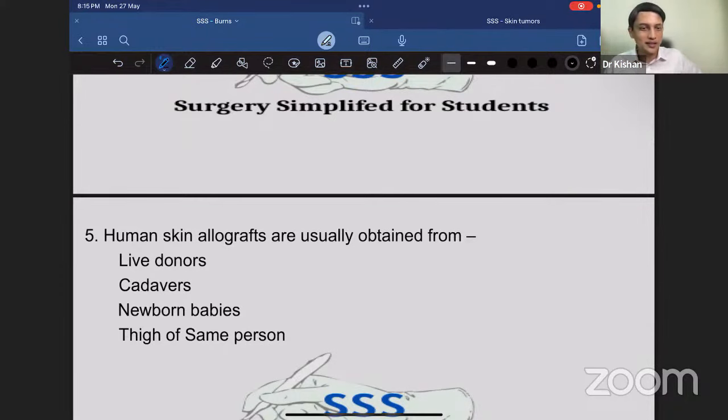Okay, see, someone is telling thigh, newborn baby. Someone is telling great. Thigh of same person. Excellent. All are with you. I should have done a quiz. Then yes, Radhika is telling B. Why only Radhika is telling differently? Radhika, can you unmute yourself? All are telling D. 99% people are telling D, and only Radhika and Zoom user is telling B.